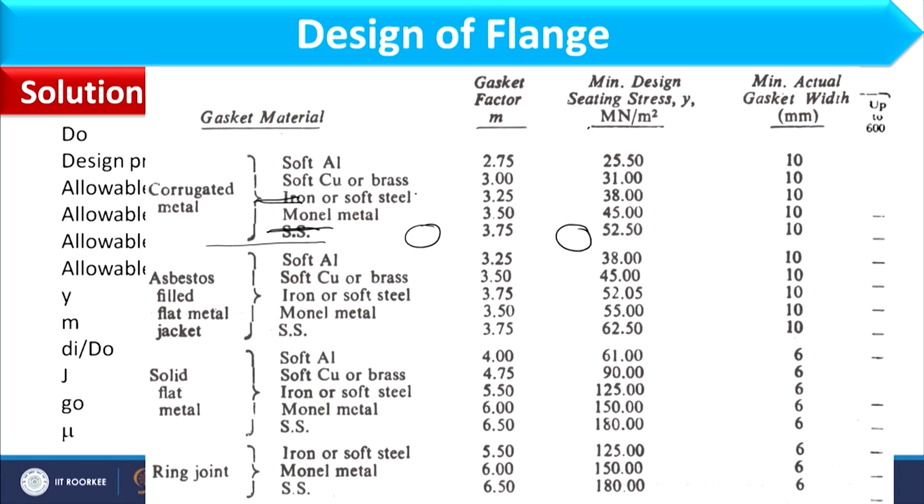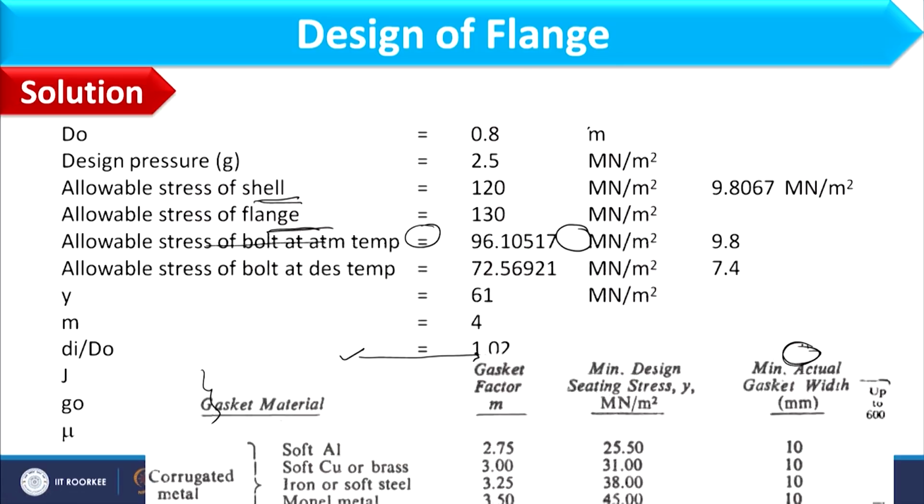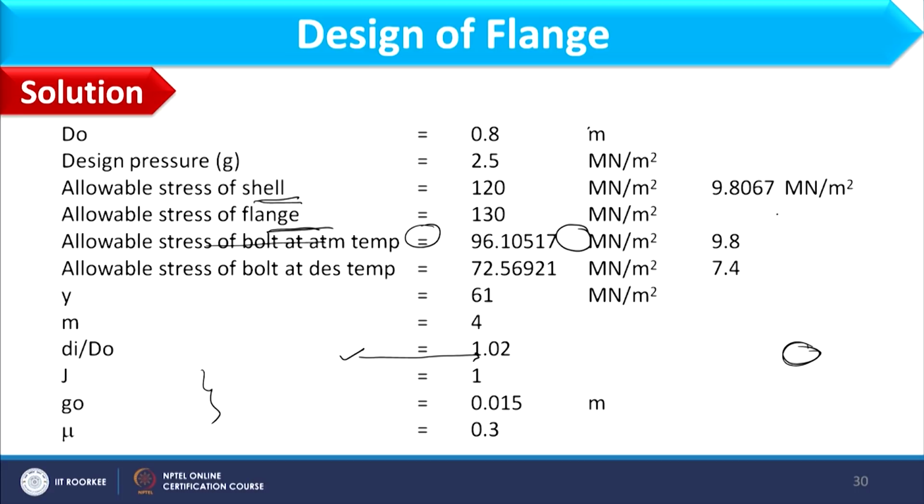And further, if you consider the gasket material, we are given soft aluminum, solid flat metal as gasket material, and corresponding to this I have 4 as the value of M and 61 as seating stress, and 6 is the actual minimum width of the gasket. So all these values I have taken over here: allowable stress at design temperature 7.4, at atmospheric temperature 9.8, and this is the conversion, because if you remember these values are in kg force per mm square. So the conversion to mega Newton per meter square is 9.8067, and I have converted, and the respective values are given over here in mega Newton per meter square. Y we have taken from the gasket table, which is 61, and M we can consider as 4. So DI by DO is 1.02.